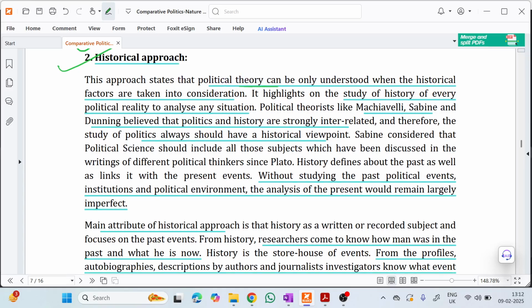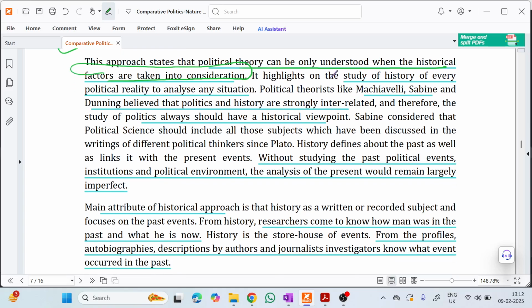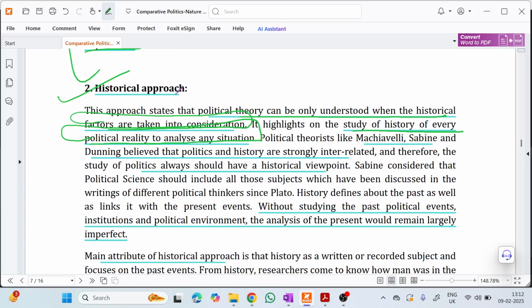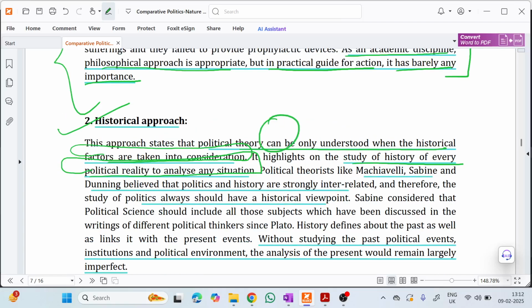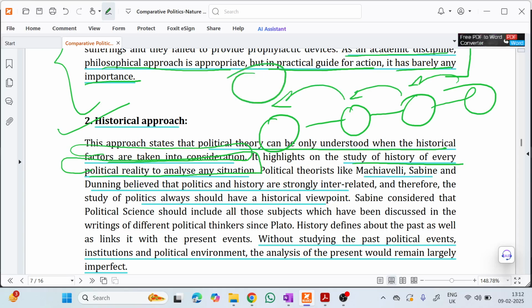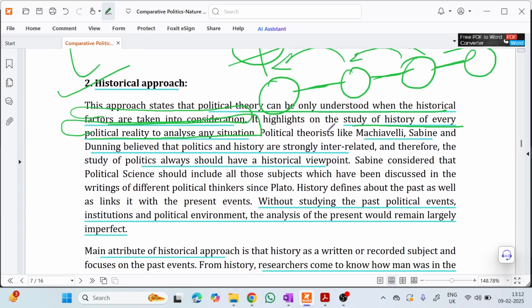This approach states that political theory can only be understood when the historical factors are taken into account. So this highlights the study of the history of every political reality to analyze any situation. The difference between the historical approach and the philosophical approach is that both of them are talking about the tracing of a chain of events. The philosophical approach traces the events ultimately to the thoughts of the actor, whereas the historical approach traces the political actions, political activities and outcomes by looking through the historical lens.